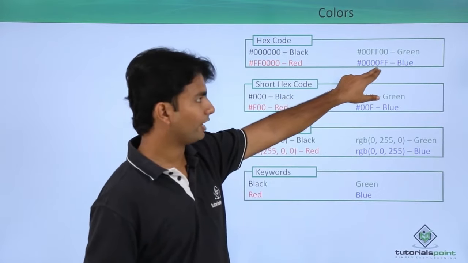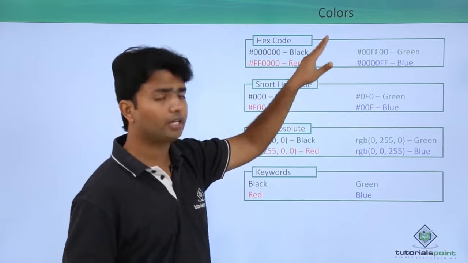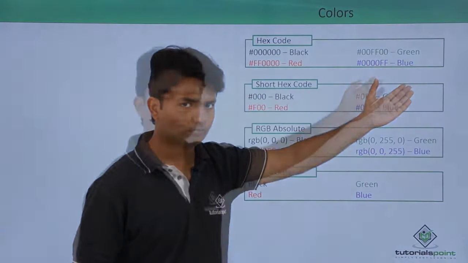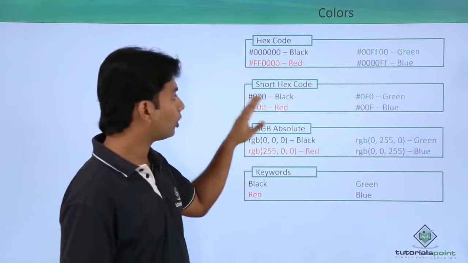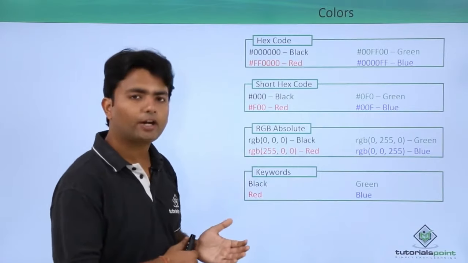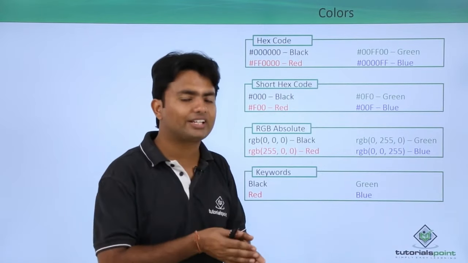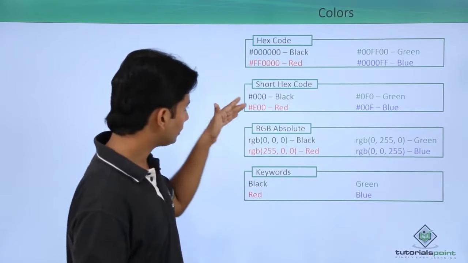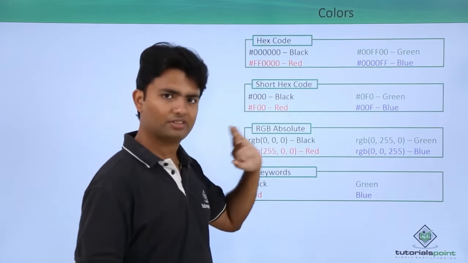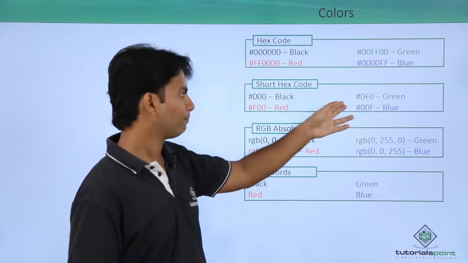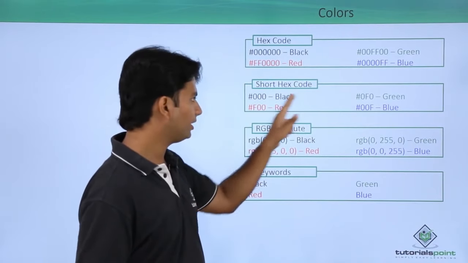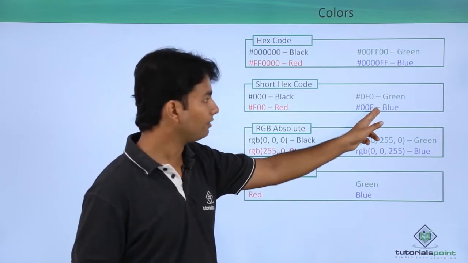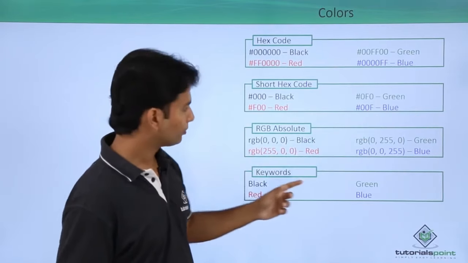Similarly, if you have F in the last and 0 for the remaining, it is going to be blue. Now, let's come to the short hexadecimal, where in spite of passing a 6-digit value, we'll pass 3 values only, but again followed by hash itself. So 000 means none is participating, that's black. Again, first for red, second for green, and third one is for blue.